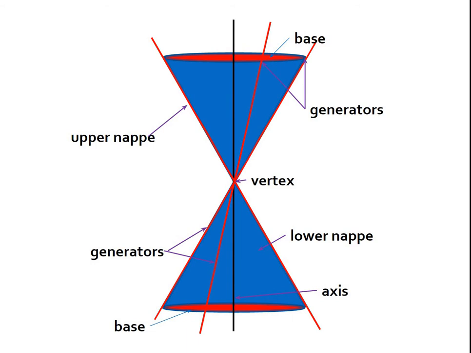As you can see, there are two bases at the top and the bottom. This is the x-axis. These are the generators. This is the so-called upper nape, the lower nape, and also these are the generators. And the intersection of the two napes is called the vertex.